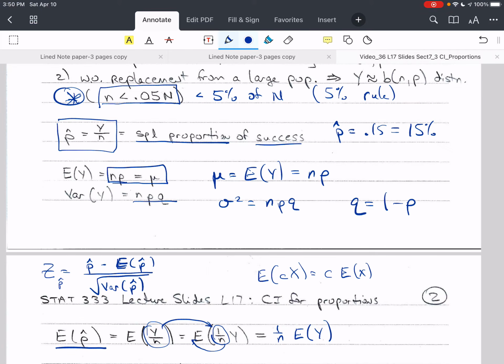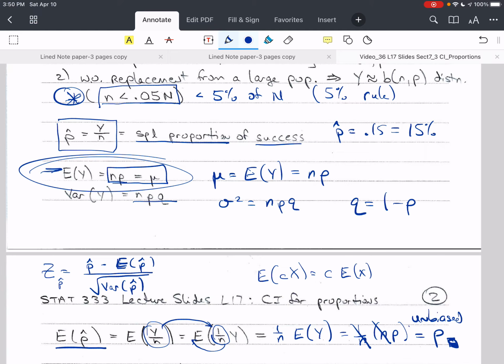Well, we know what that is. E of Y is up here. It's n times p. So 1 over n times np. And so this n and that n cancel out, and this is equal to p. So that means that E of p hat is equal to p. P hat is an unbiased estimator of p. So that's nice.